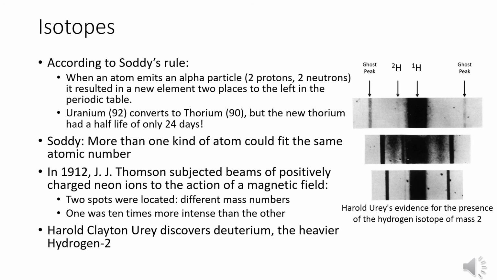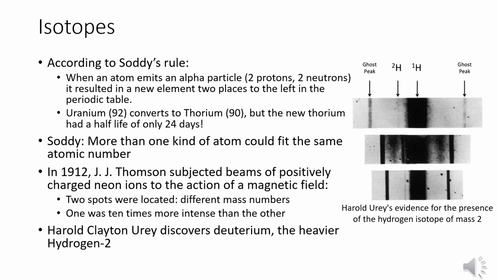This was also discovered for other elements in 1912 by J.J. Thomson, who, in a similar fashion to how he discovered the electron, in this case subjected beams of positively charged neon ions to the action of a magnetic field. What he discovered is that he was able to form two distinguishable spots in his detector. One of the spots was 10 times more intense than the other, meaning that the concentration of one of these fluxes of neon atoms was 10 times higher than the other one. But it also means that the other one exists as well.